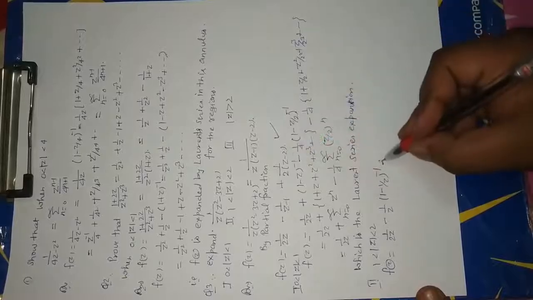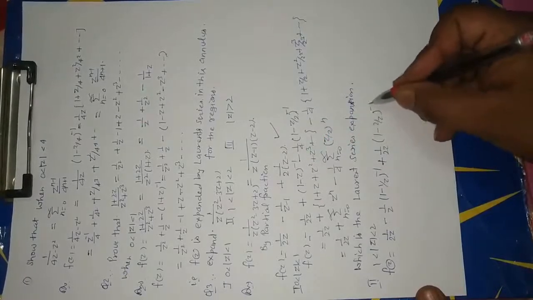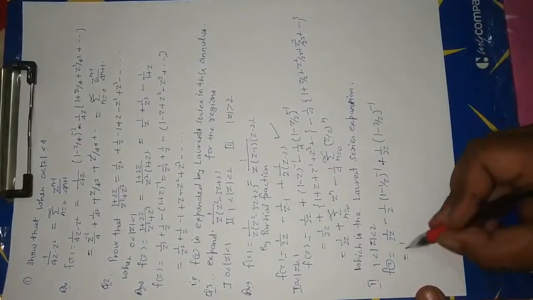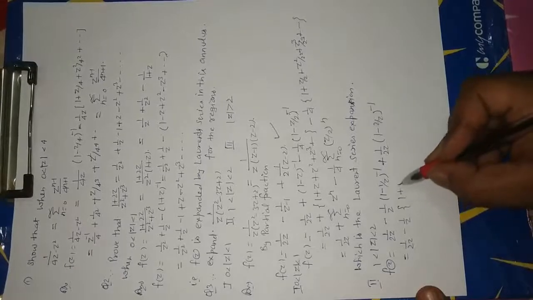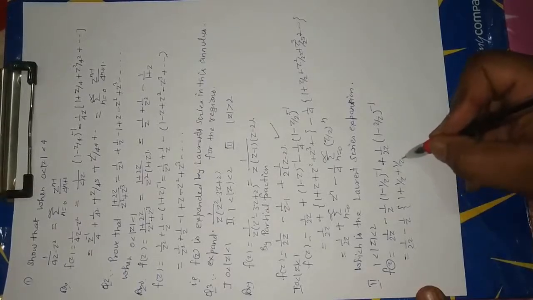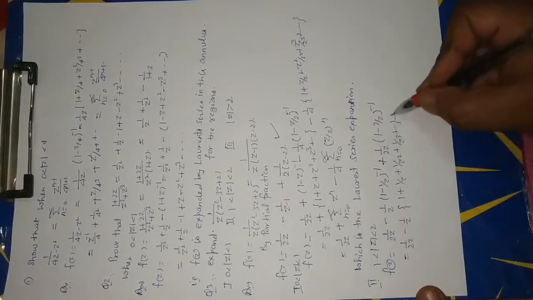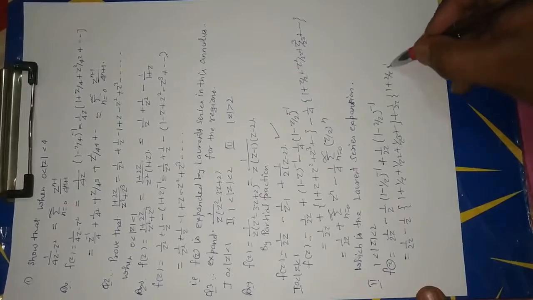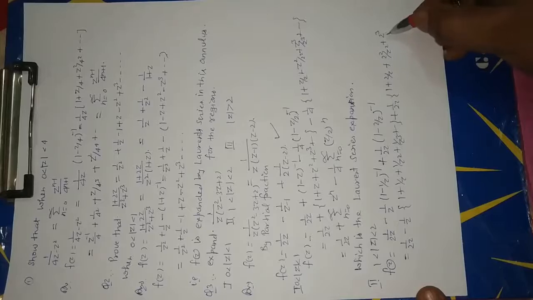z is common, plus 1 upon 2z, 1 minus 2 upon z whole power minus 1. This is equal to 1 upon 2z minus 1 upon z, expand binomially 1 plus 1 upon z plus 1 upon z square plus 1 upon z cube plus up to dot, plus 1 upon 2z, 1 plus 2 by z plus 2 square z square plus 2 cube z cube plus up to dot.